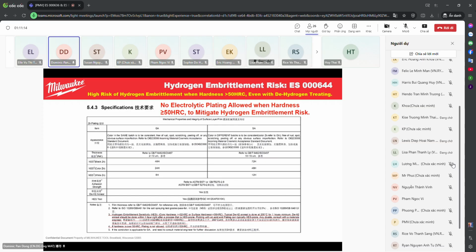So this requirement is commonly applied for all of the parts for TTI. That means any steel parts with a surface hardness higher than 35 HRC or a core hardness higher than 32 HRC must go through the hydrogen annealing heat treatment immediately after the plating. The hydrogen annealing heat treatment process is commonly set at 200 Celsius, 4 hours.